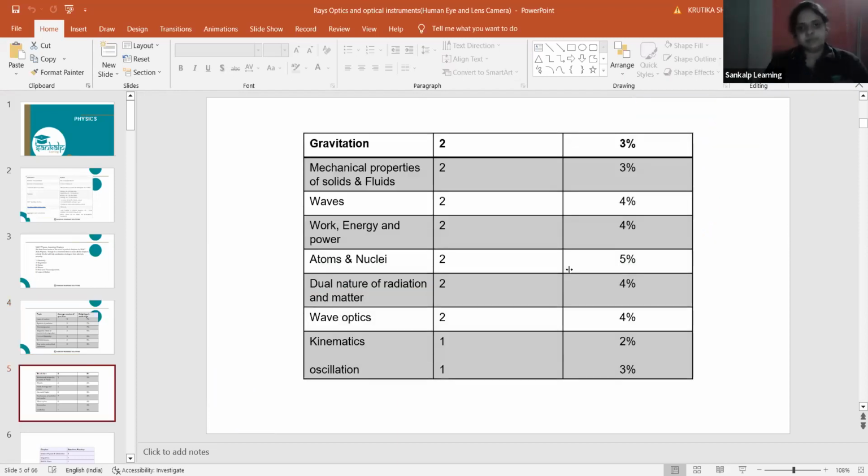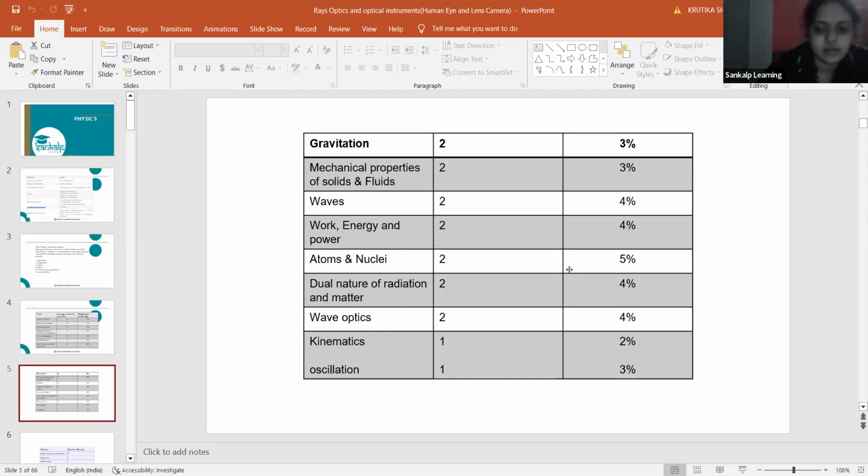Then next, gravitation, approximately 2 questions. The weightage is 3%. Then mechanical properties of solids and fluids, 2 questions, and the weightage is 3%. Same way, waves and work, energy, power have 4%. Atoms and nuclei, a second year concept, is 5%. Dual nature of matter and radiation is 4%. Then wave optics is 4%.